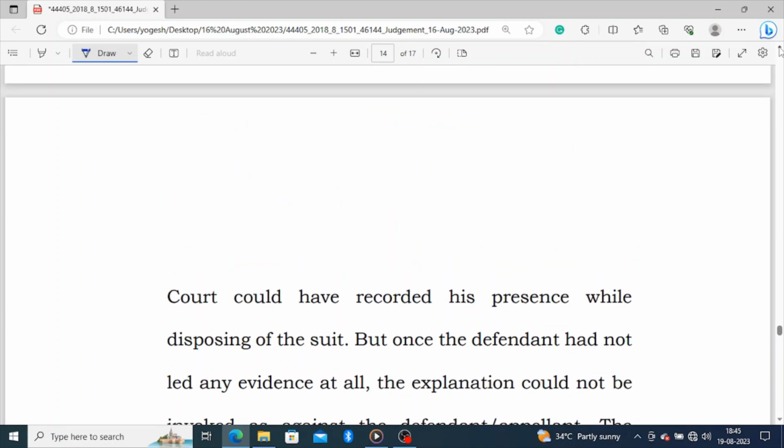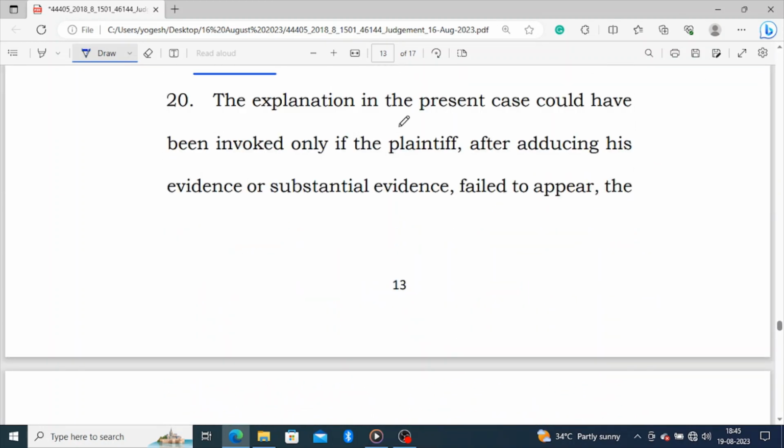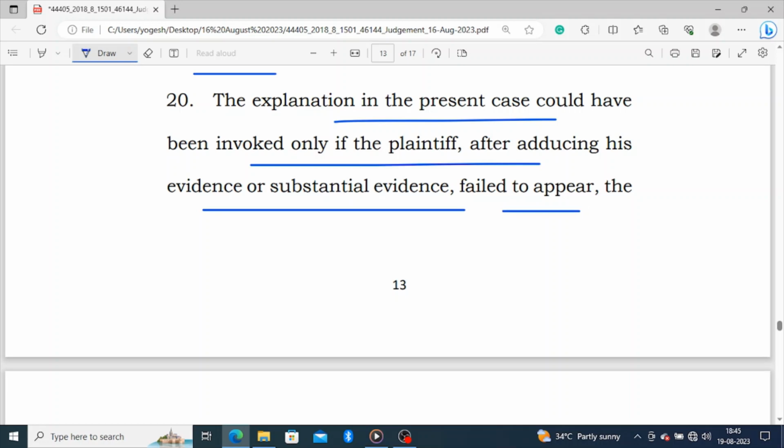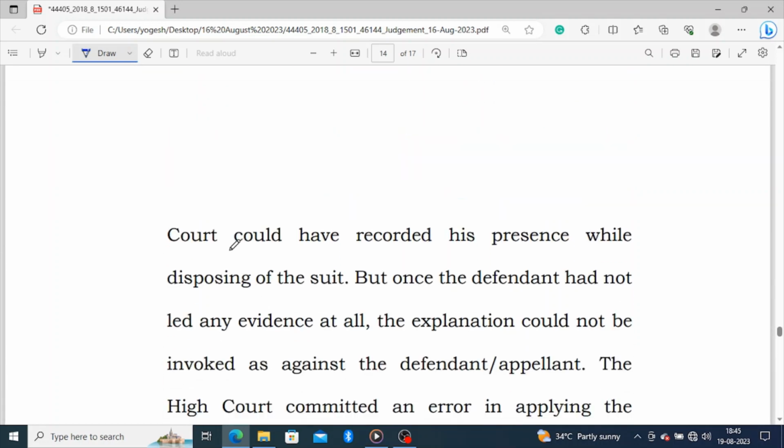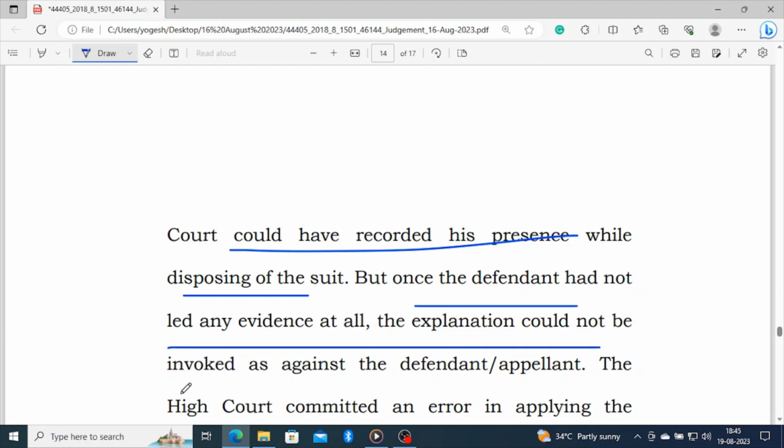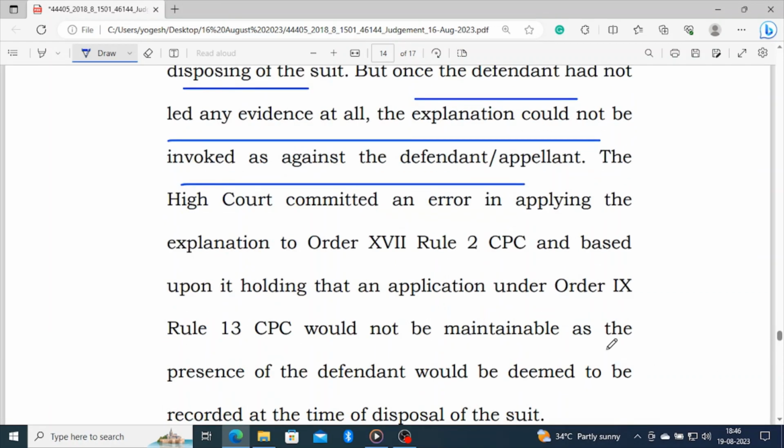to Order 17 Rule 2. The explanation in the present case would have been invoked only if the plaintiff, after adducing substantial evidence, failed to appear. The court could have recorded his presence while disposing of the suit. But once the defendant has not led any evidence, the explanation would not be invoked against the defendant appellant. The High Court has committed an error in applying the explanation to Order 17 Rule 2 CPC.